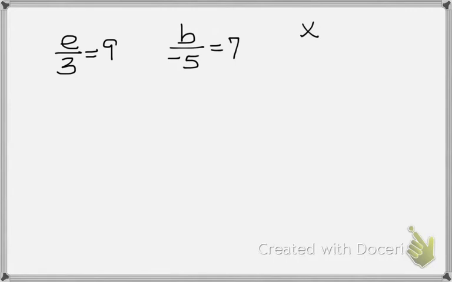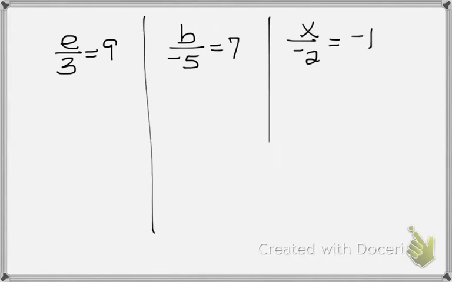You're also going to have problems like this. e over 3 equals 9. b over negative 5 equals 7. And x over negative 2 equals negative 1. You separate them. Now, notice what I said. I kind of said it the wrong way on purpose.